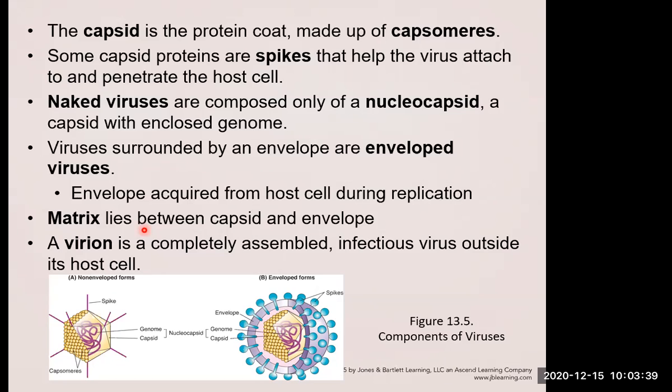And so, if a viral particle is completely assembled outside of a host cell, we will call it a virion. So, after, let's say, the lytic cycle, so a cell ruptures through the process of lysis, all those viral particles are now called virions as they exit out of a host cell.